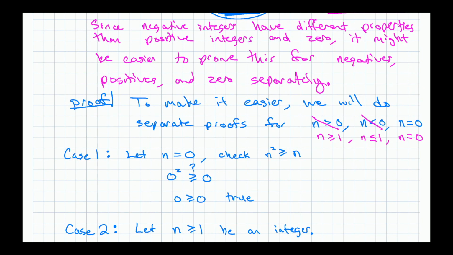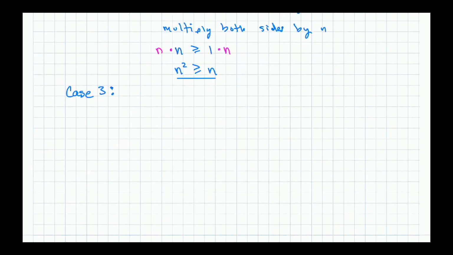Oh, sorry, this is dumb. Still dumb. Less than or equal to -1, right? Positive numbers and negative numbers. I don't know why I put a 1 there. Sorry about that. So case 3, we're going to have let n less than or equal to -1, right? The negative numbers, negative integers, be an integer.